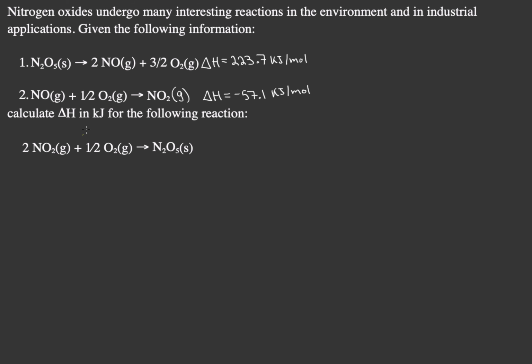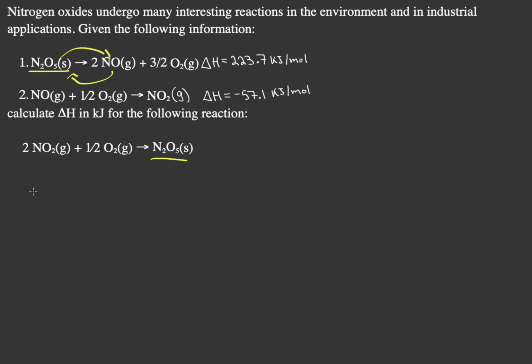So the question asks you to find delta H for this reaction right here, given that you have these two reactions beforehand. Well, if we want to do that, we want to get the reactants and the products on the proper sides for these reactions. So we have N2O5 in the products here, and we have N2O5 in the reactants here. So let's flip this reaction around and also flip the sign for this delta H.